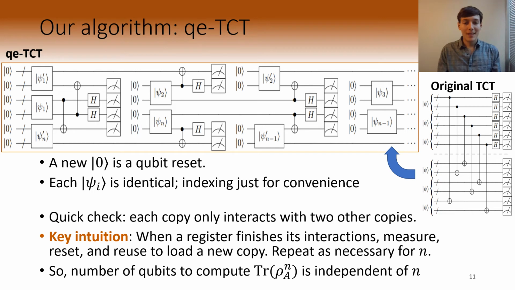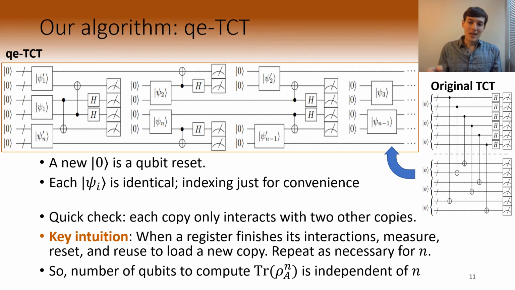So here we give just one of our algorithms. Due to the constraints of time, I'm only going to cover the qubit-efficient TCT. We cover TCT instead of HT because it gives better performance. And this is actually the slightly wider version of TCT. We have one which uses fewer qubits, but it's slightly more convoluted. So in this diagram, every time a new zero state is depicted, that means a qubit reset.